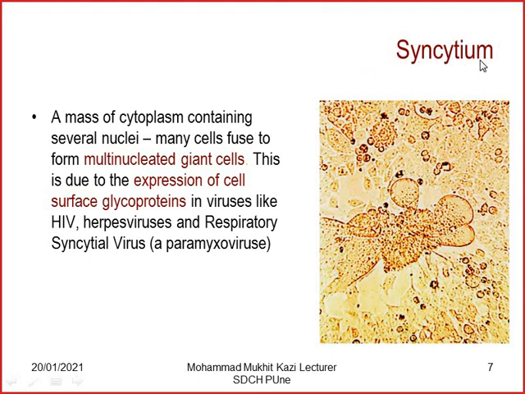There is a term syncytium. Syncytium is nothing but a mass of cytoplasm containing several nuclei. You can see here, in this diagram, many cells fuse to form multinucleated giant cells. This is a multinucleated giant cell. This is due to the expression of cell surface glycoproteins in viruses like human immunodeficiency virus, herpes viruses, and respiratory syncytial viruses. So this is also one of the bases of identification of different viruses.